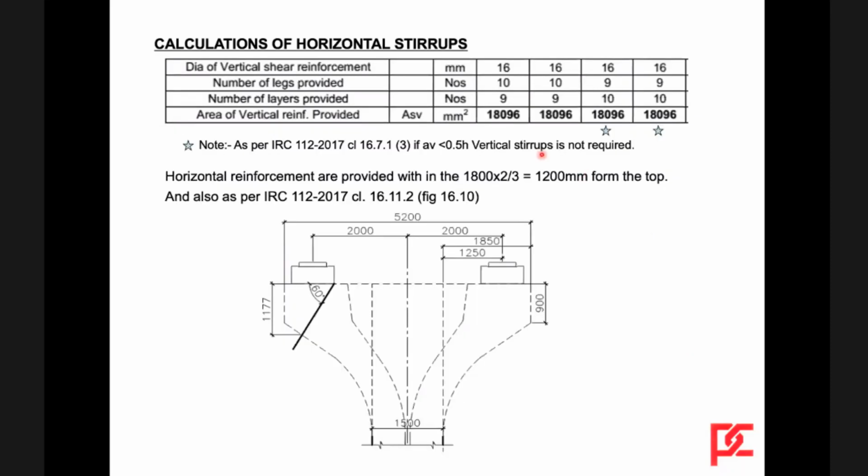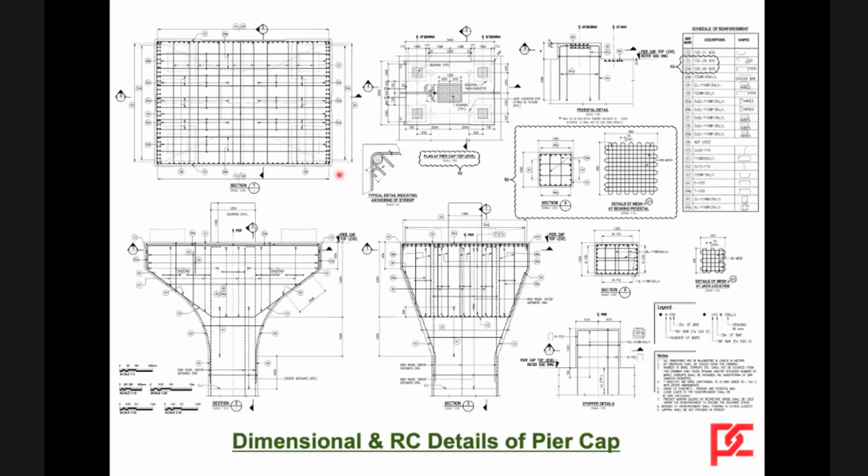And this is the horizontal, this is the vertical stirrup reinforcement calculation also done. And then this is a typical drawing of the corbel.